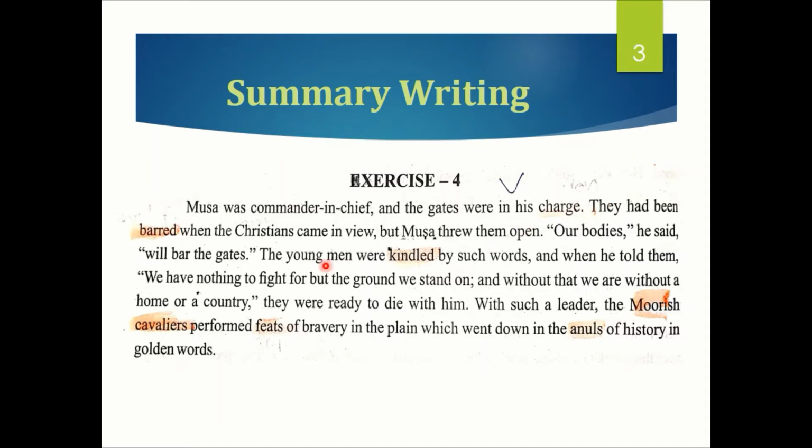They had been barred, meaning the gates were closed, when the Christians came in view. When the Muslims saw that the Christians were about to attack their city, they closed the gates of their city. But Musa threw them open. General Musa opened the gates of his city, and he made a very emotional speech to his soldiers. What he said: our bodies, he said, will bar the gates. So he said that I am opening the gates because now our bodies will defend the gates, and our bodies will work as the gate of our city.